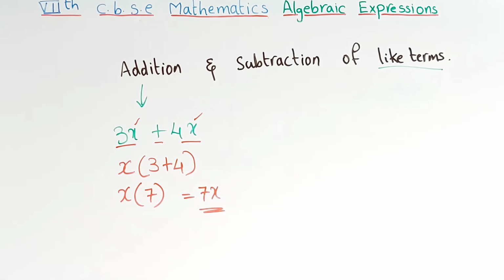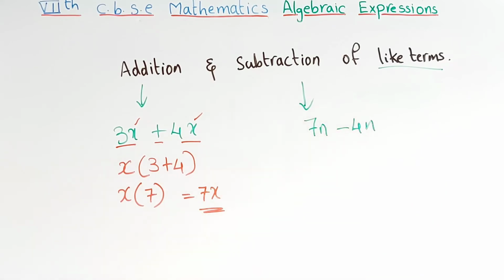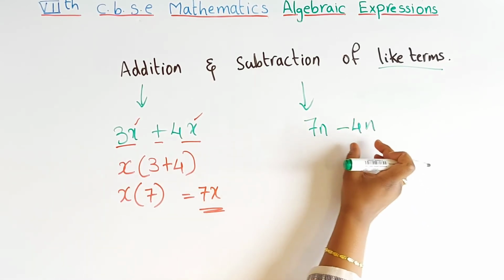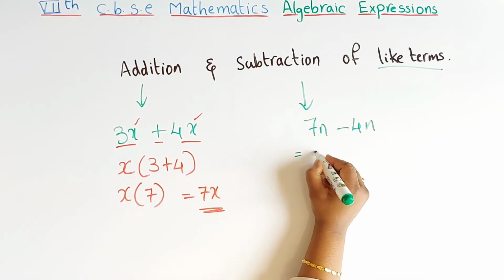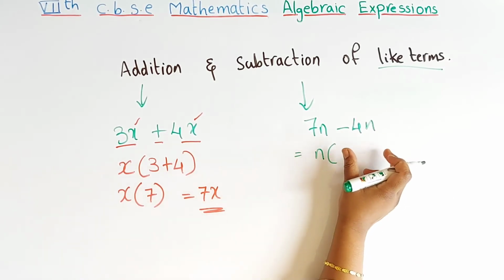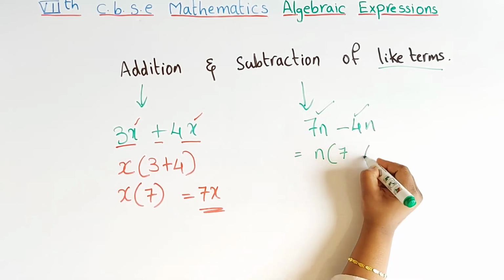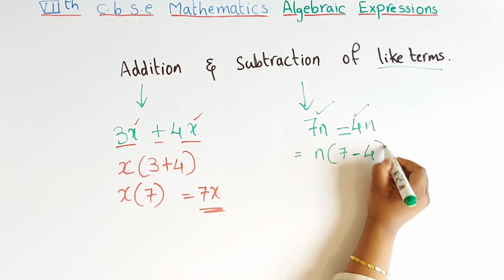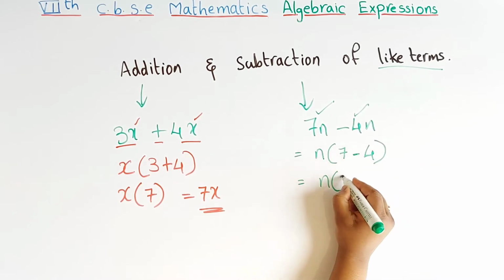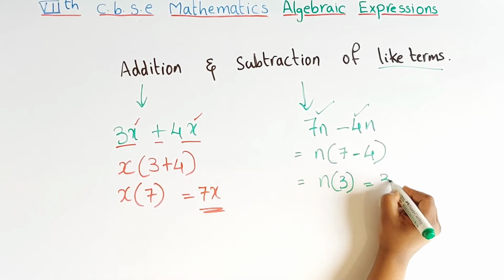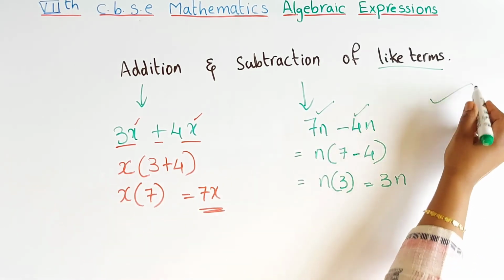Now we'll see subtraction of like terms. Let us take 7n minus 4n. Right, children? Here also we have factor n, here also we have factor n. So these are like terms. Let's take n common. Write n outside of the bracket. Now inside we write 7 and 4 with the operation minus. Right, children? Now 7 minus 4 is 3. What is n into 3, children? 3n. Like this we have to do addition and subtraction of like terms.